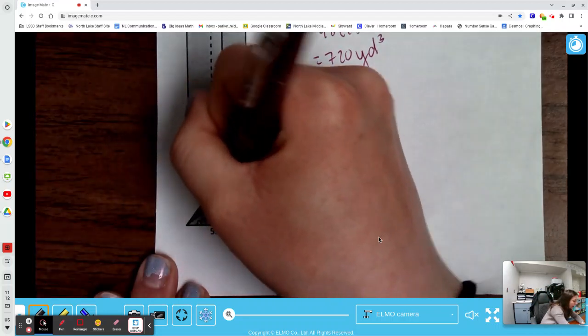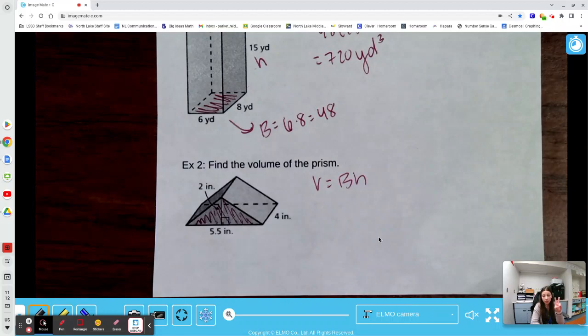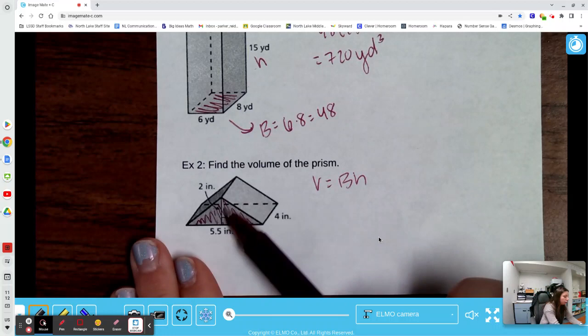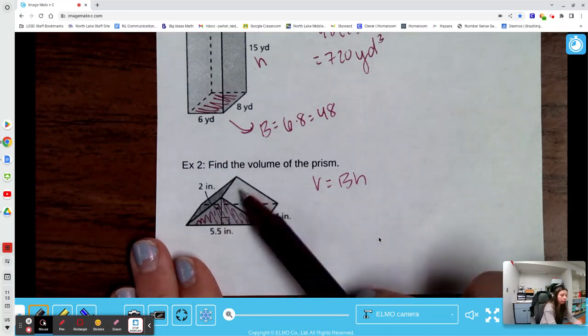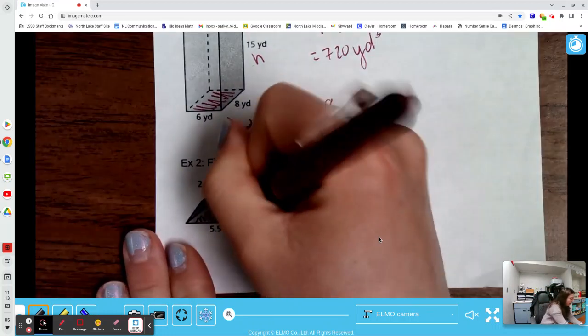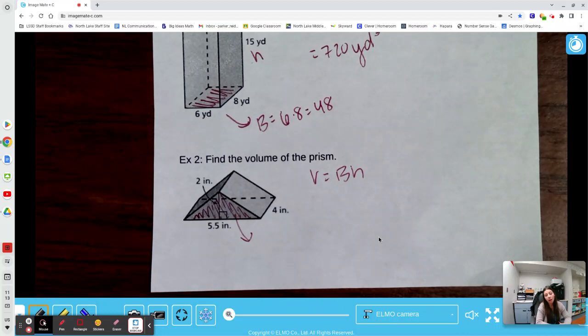And here's how I know that. Because in a prism, there are two bases, and they must be opposite from one another, and they must be identical, and they must be parallel. The only two shapes or faces here that are across from each other, that are the exact same shape, that would never ever touch, are those two triangles. And so those two triangles, those are the bases. Meaning when I find the area of the base, I'm going to find the area of that triangle right there.